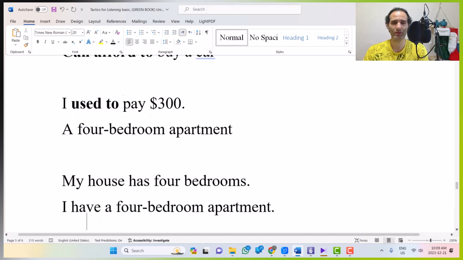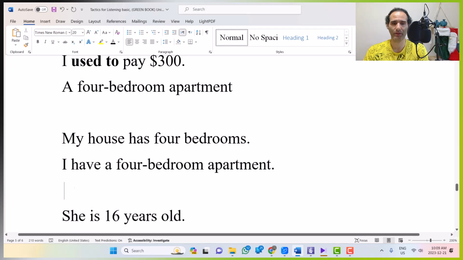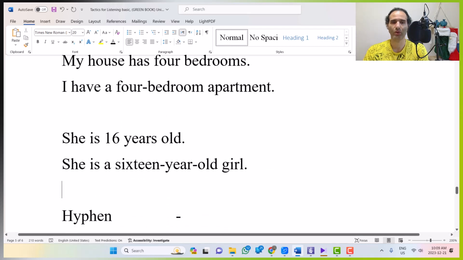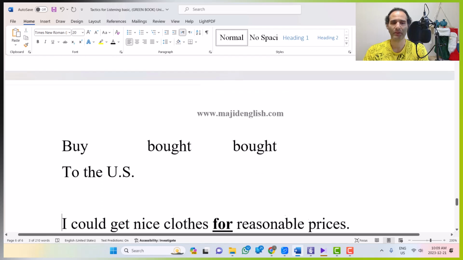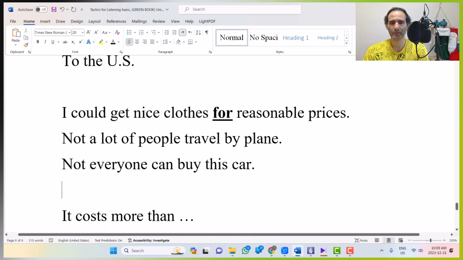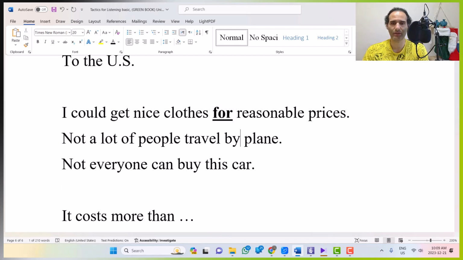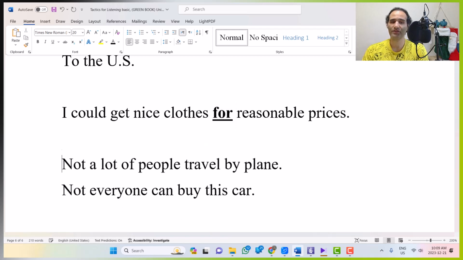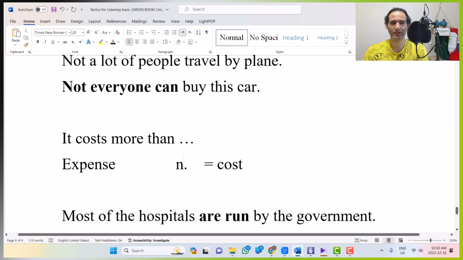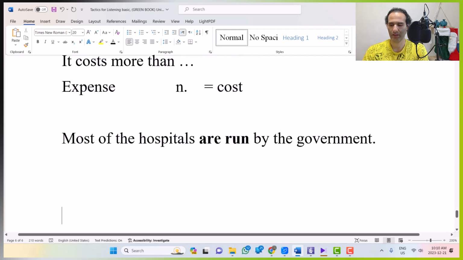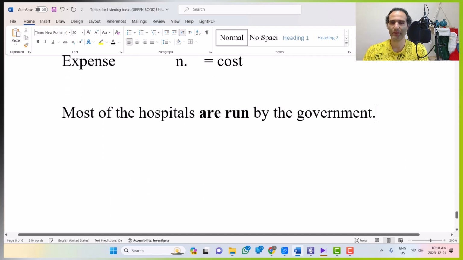A 4-bedroom apartment, or my apartment has 4 bedrooms. Or a 16-year-old girl, or she is 16 years old. Hyphens they were. Pronunciation of this, but, and the US, the UK, the Netherlands, the Philippines. So I could buy nice clothes for reasonable prices. This one was very beautiful. Not a lot of people, not everyone can afford this house. Cost, the pronunciation of that, expense, which means cost, and run for the sake of management.